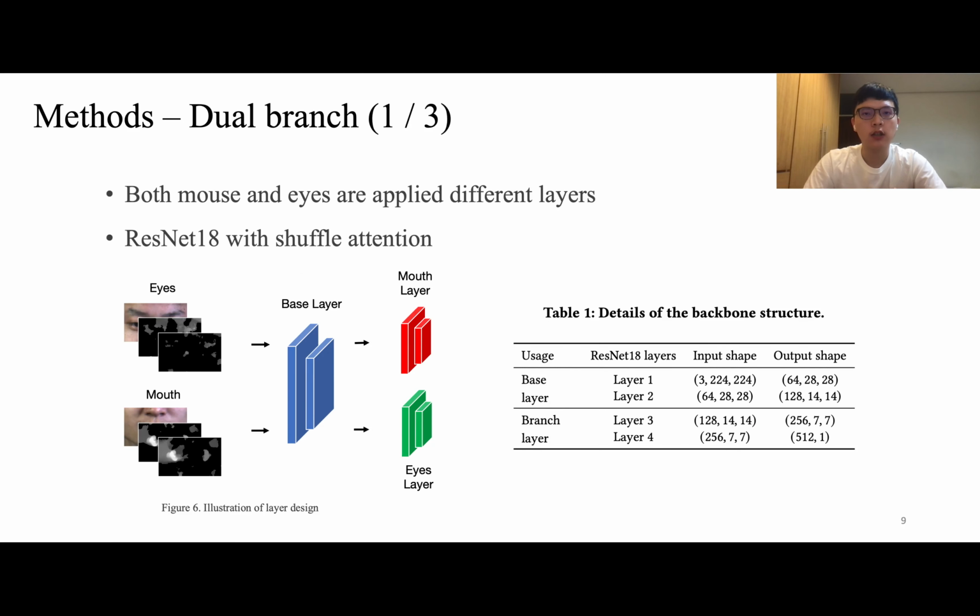Next, after talking about data preprocessing, we will move on to the dual branch architecture. After obtaining the facial region images, we send them into the same base layer, followed by two different layers. These two different layers are used to extract different region features. Our layers are designed based on ResNet 18 with shuffle attention. The table here shows the details about the layers.